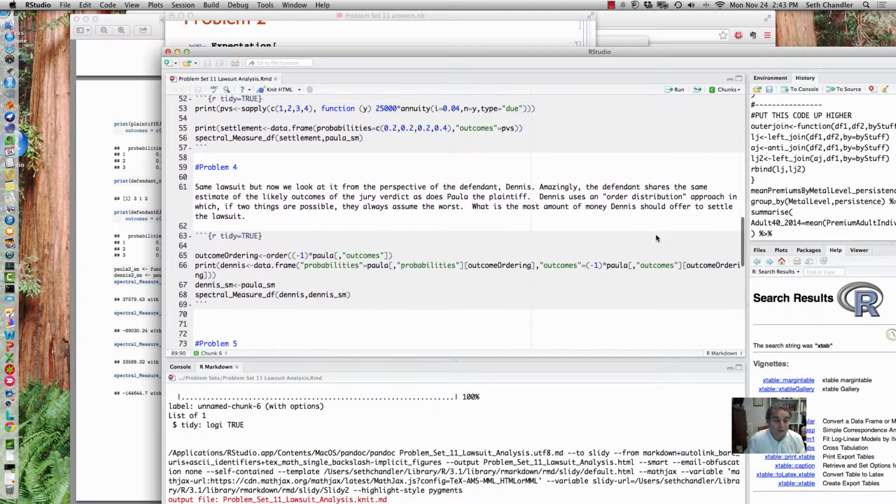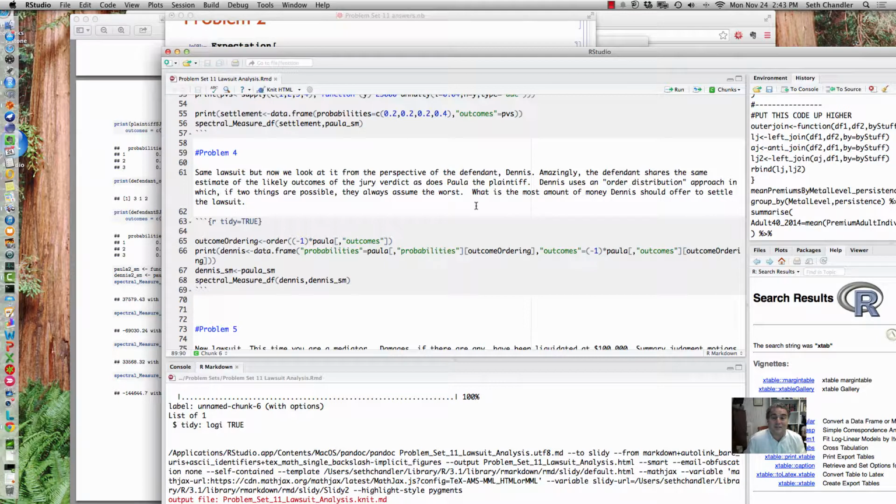Problem 4 asks us to look at things from Dennis's perspective. We're told, and this is never the case in the real world, that the defendant actually secretly shares the same estimate of likely outcomes of the jury verdict as Paula does. In the real world, you end up believing your own nonsense, and usually litigants have an overly optimistic guess as to how they're going to do at trial. So the question is, what's the most amount of money Dennis should offer to settle the lawsuit?